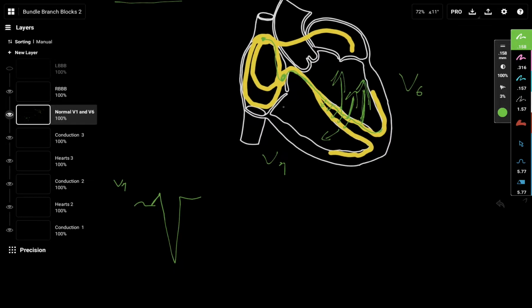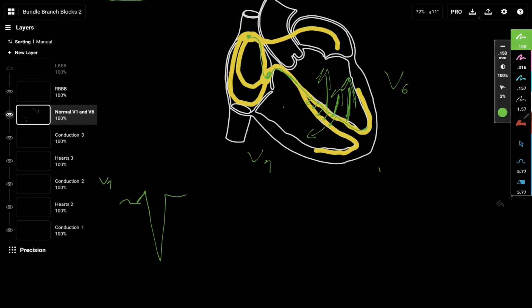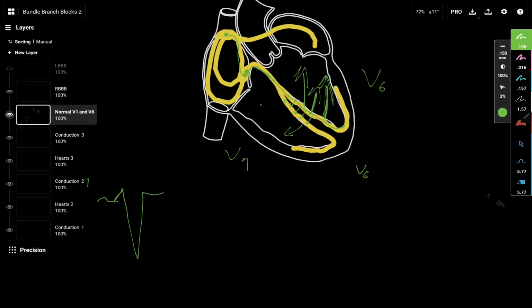Now, what's going to happen in V6 then? In V6, let's have a look. My action potential will first go from my left branch to my right. So I've got my P wave, here we go. It's going to be a small negative deflection because the initial transfer of my action potential is going to travel away from V6, so from this side towards my right bundle branch. Yeah, so that's going to be a slight negative deflection to begin with.